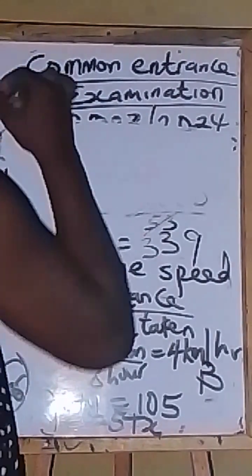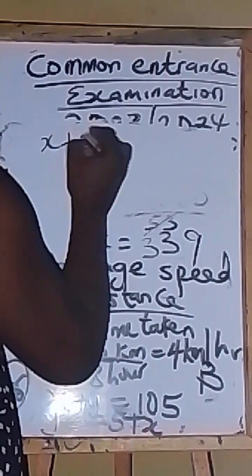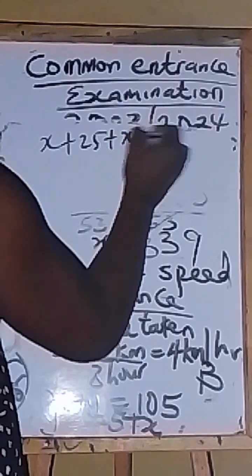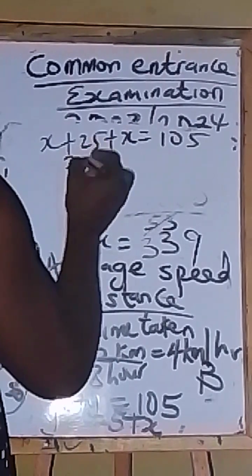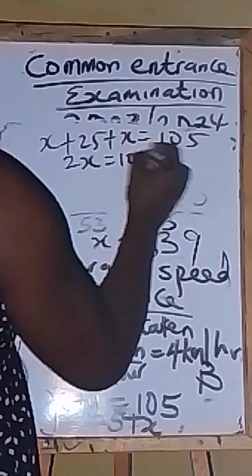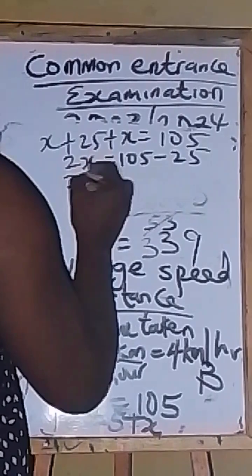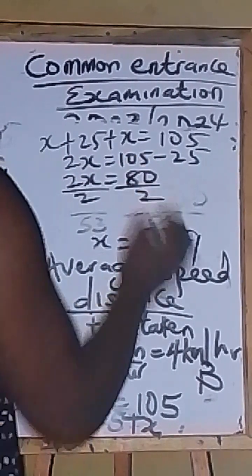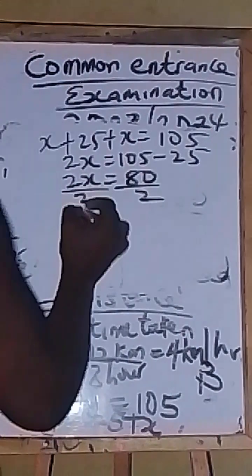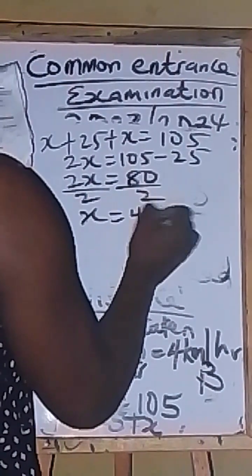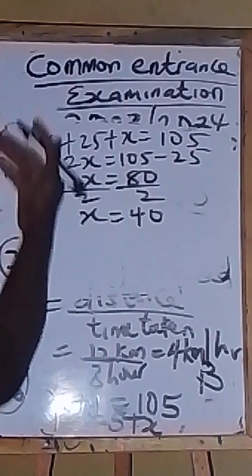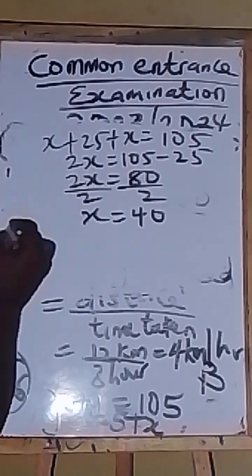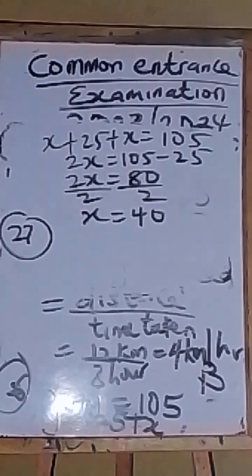So we have x plus 25 plus x equals 105. So 2x equals 105 minus 25. And 2x equals 80, divided by 2, divided by 2. x equals 40. So the next question here is 27.